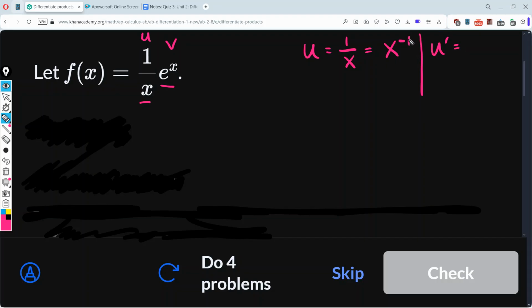So remember, you move the negative 1 out front. So that's negative 1x. And you decrease the exponent by 1. Negative 1 minus 1 is going to be negative 2. Okay. And of course, you really don't need the 1 in the front, so you can just eliminate that 1. All right. And next up, the v, that's e to the x. All right. So v is e to the x. And if you remember, the derivative of e to the x is still just e to the x.